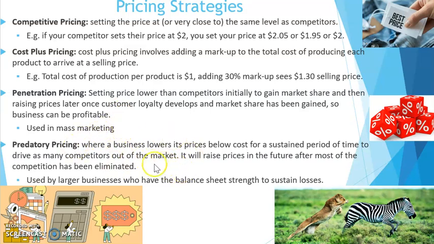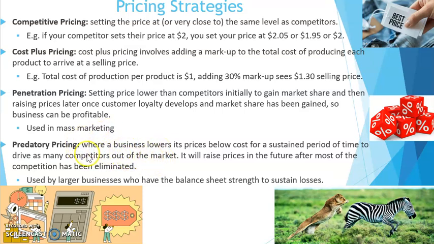Predatory pricing. Now, predatory pricing is a fascinating pricing strategy, and it's incredibly aggressive. As the name suggests, a predatory pricing strategy involves a business keeping its prices rather below the cost of production for a sustained period of time. Now this means for a long period of time, the business will be keeping its product prices low, which might mean that the business is taking on losses in its business for a long time.